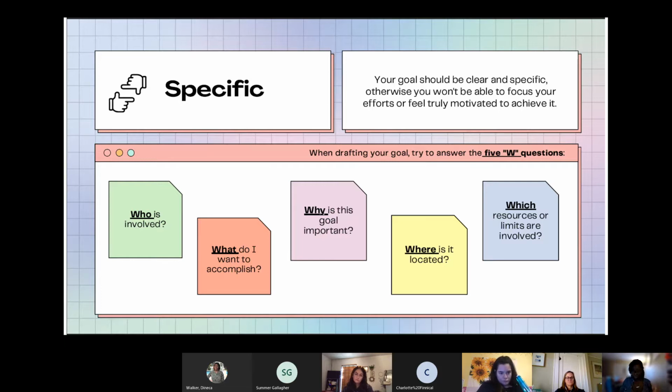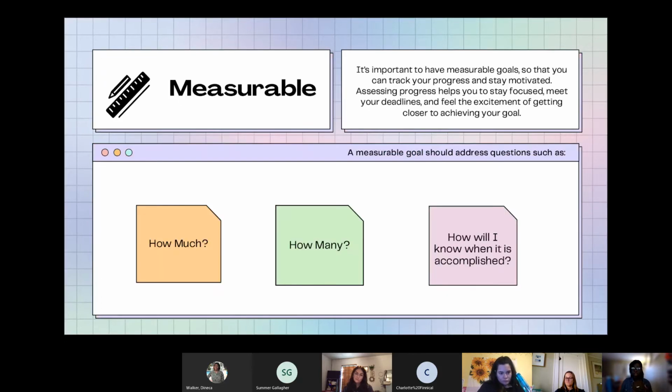After being specific, we need to make sure that our goals are measurable. It's important to have measurable goals so that we can track the progress and stay motivated. That means you stay focused, meet deadlines, and really feel excitement about getting closer to your end result. If it's measurable, it can address questions like how much or how many, and how will I know when it's accomplished? So making sure that your goals are measurable as well as specific is very important.